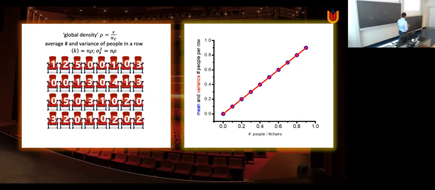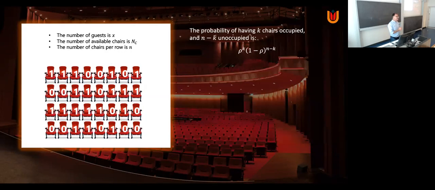Of course, there is some issue here with the social acceptability of this situation, so this is not what will happen. What will happen instead is this: one person per row, and some seats are unoccupied, of course. We can do the same kind of analysis here. The number of guests is still X, the number of chairs available is still capital N, and the number of chairs per row is small n. The probability of having k chairs occupied, and thus n minus k chairs unoccupied, is given by the expression.